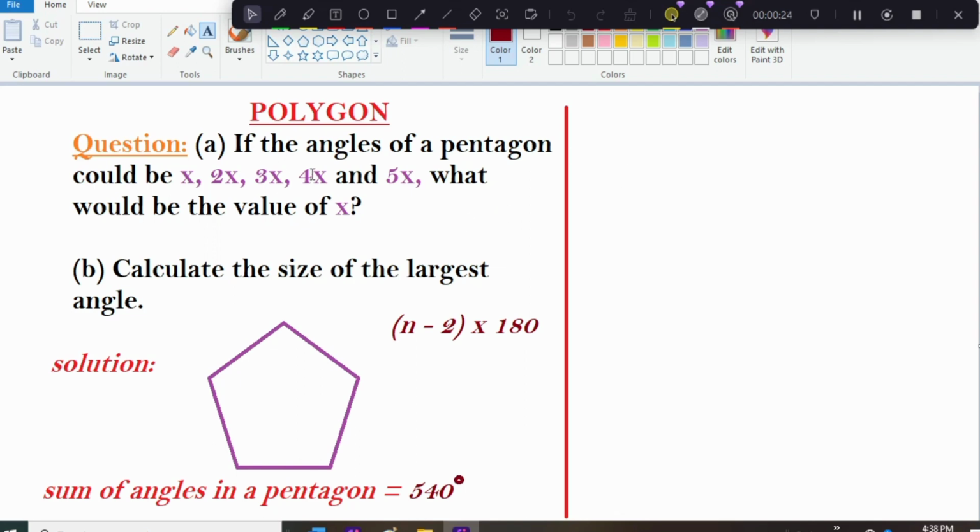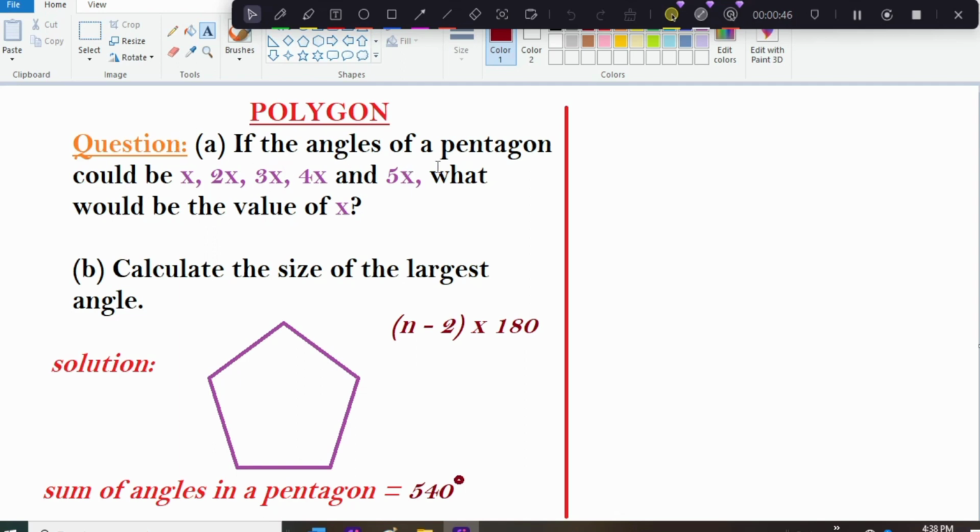Let's continue. The polygon. The question is given: if the angles of a pentagon could be x, 2x, 3x, 4x, and 5x, what would be the value of x? Question B. Calculate the size of the largest angle.